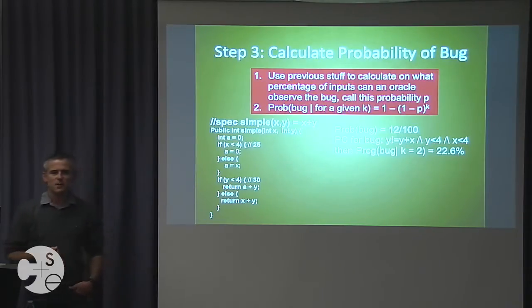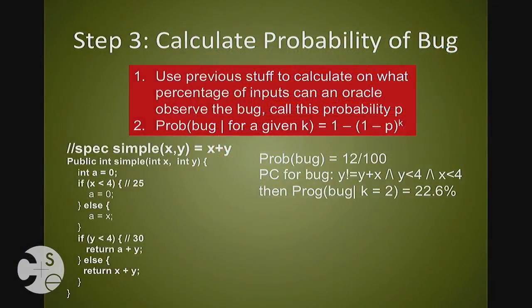Now, how do you calculate the probability of the bug? So this little formula here. The probability of seeing a bug is p. So what's the chance of not seeing the bug? It's 1 minus p. What's the chance of not seeing the bug k times? It's 1 minus p to the k. So seeing the bug is 1 minus that. If you do that, then you get the probability of the bug. As it turns out in this case, that is 22.6%.